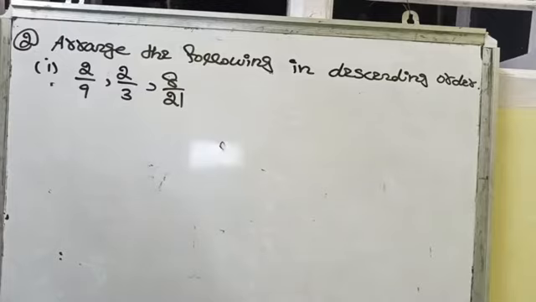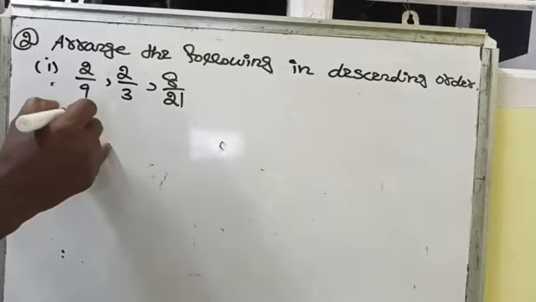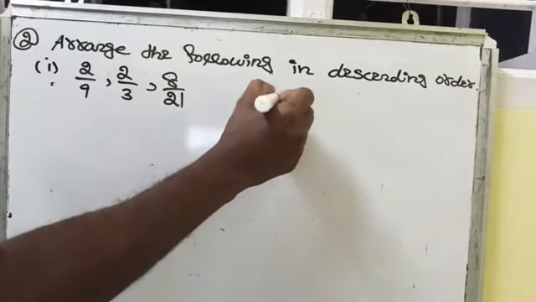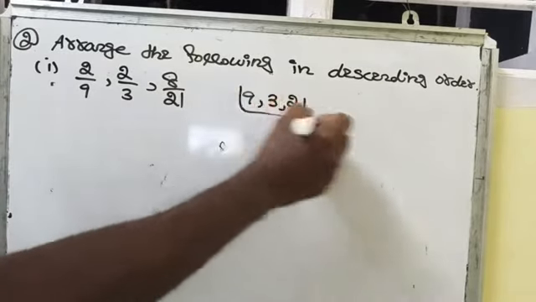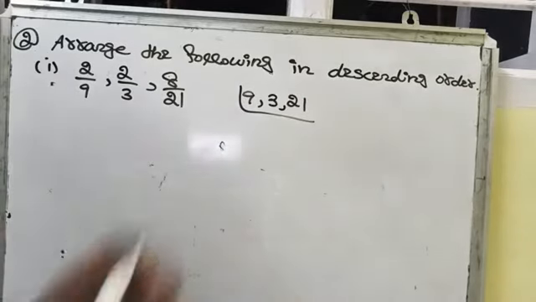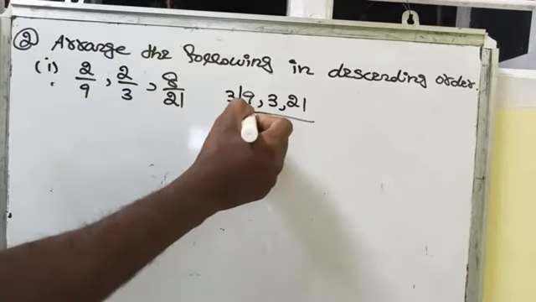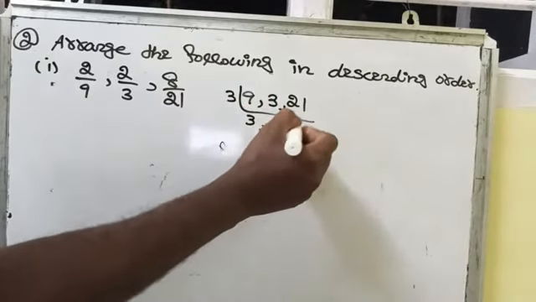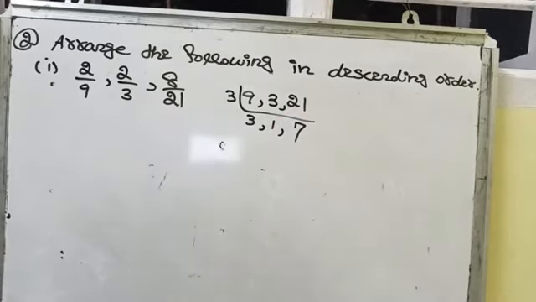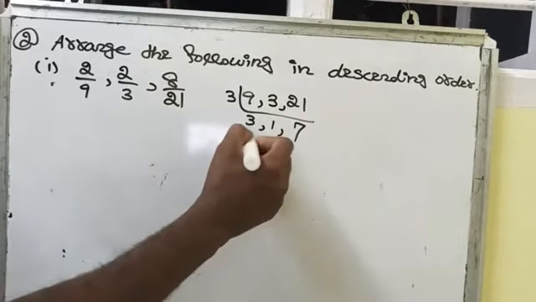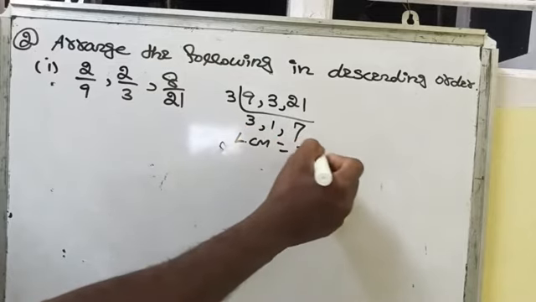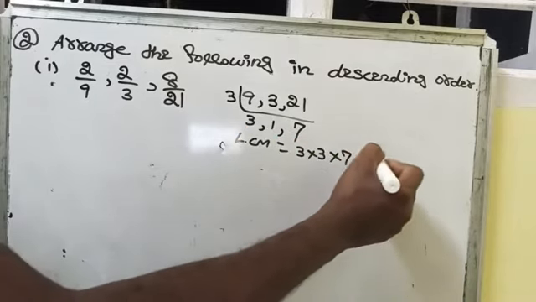So what do you have to do? You have to take the LCM, the LCM of 9, 3 and 21. It goes with the 3 table, not the 2 table. 3 3s are 9, 1 3 is 3, 7 3s are 21. Now 3 and 7 are co-prime numbers, so you can stop here. So the LCM is 3 into 3 into 7, which is 9 7s, 63.